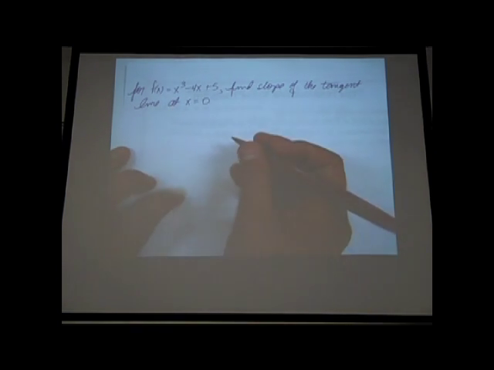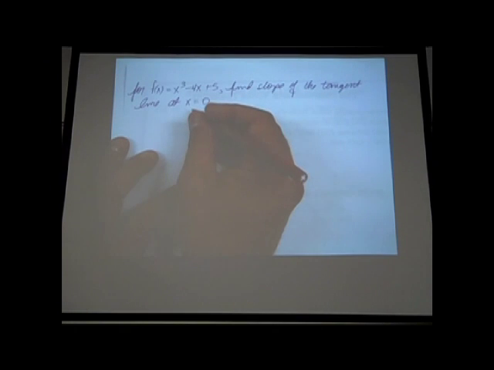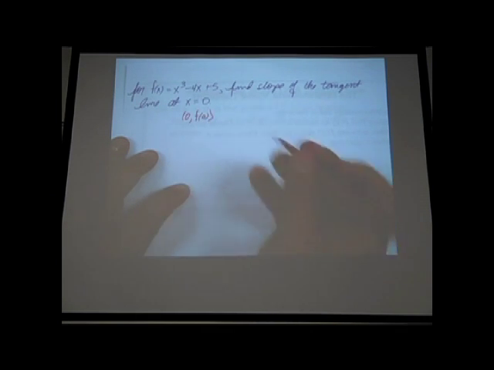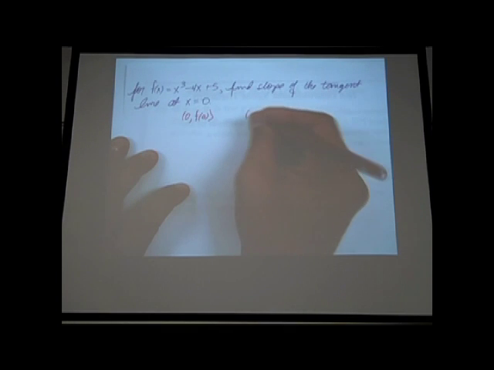So I've got a function, x cubed minus 4x plus 5, and I want to find the slope of the tangent line at x equals 0. In order to do that, x equals 0 is the fixed point. So I need 0 and I need f(0). I need to plug 0 into the original function to find the y value. I need my next point, which we're just going to call (x, f(x)).